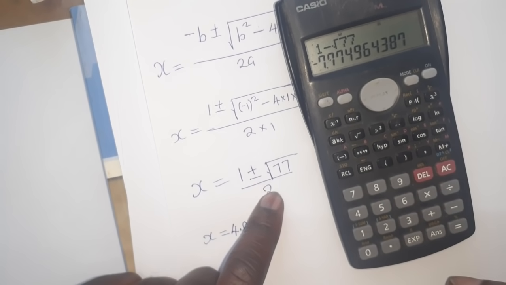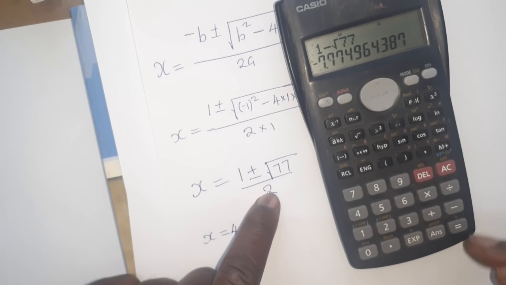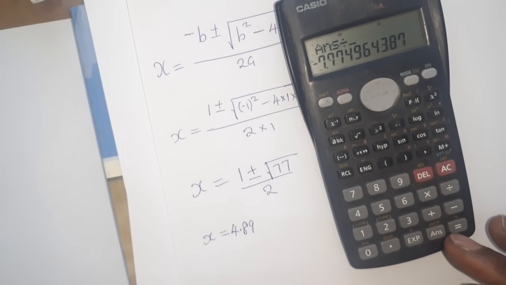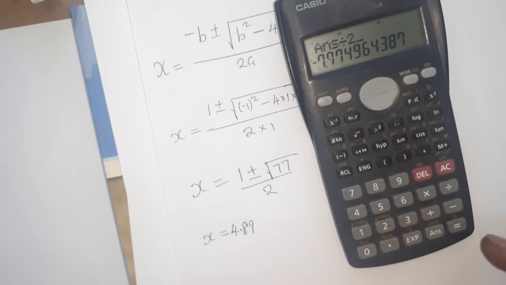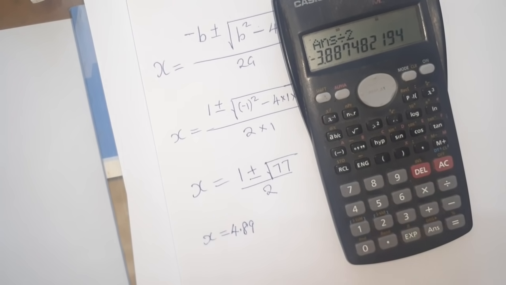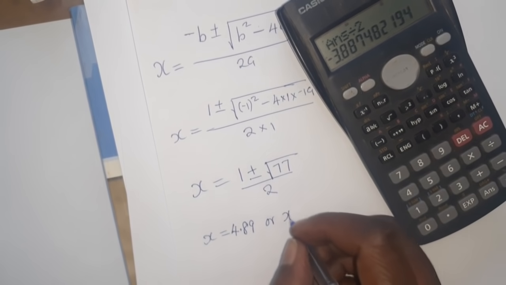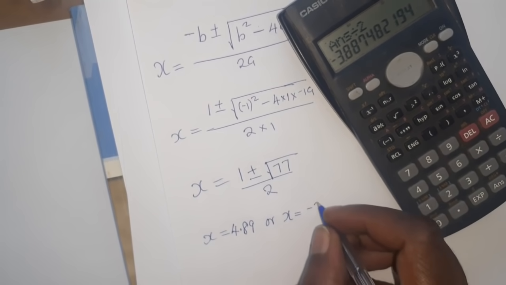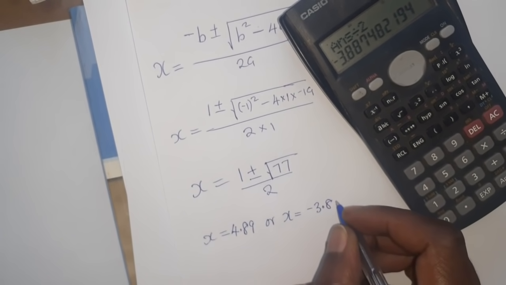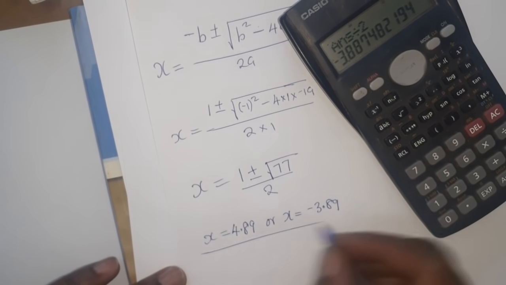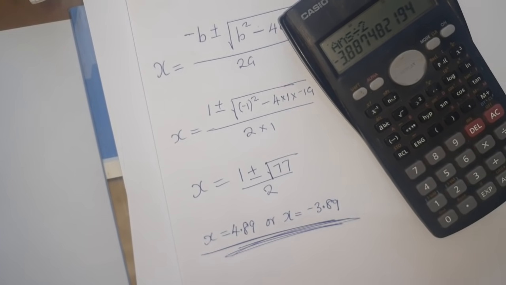Then because we have a divisor which is 2, you say divided by 2. What are you getting? You see, that is what you're supposed to get. So the second one, we're going to say, x is equal to negative 3.89. We do the same thing. So these are what will be the values of x. This is what we're going to get as the values of x. So we go to the other part.